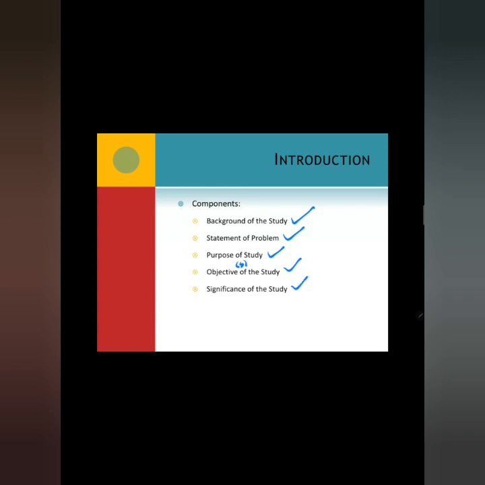Okay, so all of these are usually written in present tense, except for the objective of the study. Since the study is already completed, we'll have to write it in past tense. Okay, clear? Alright, now let's move on to the next part here.